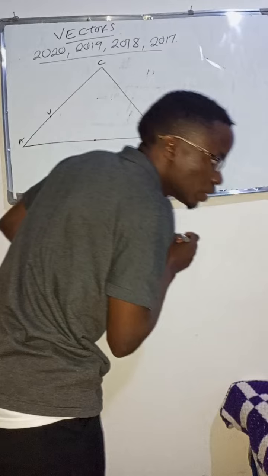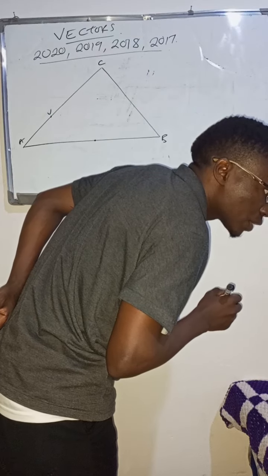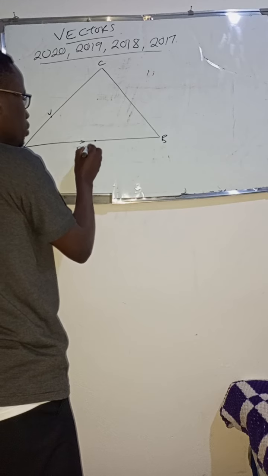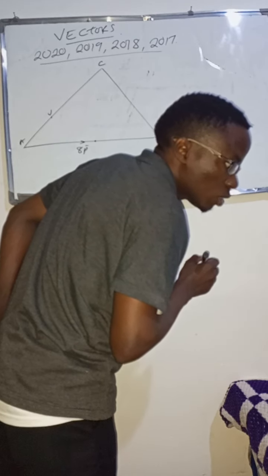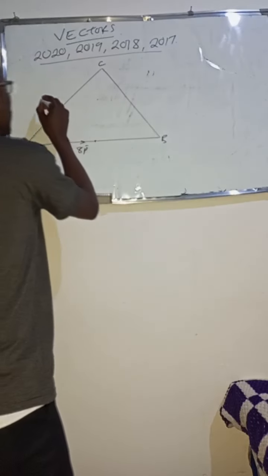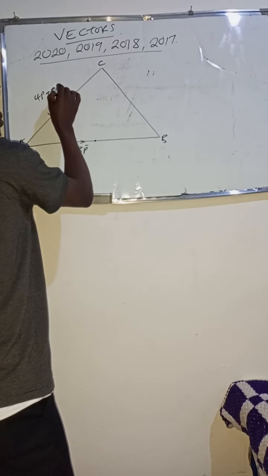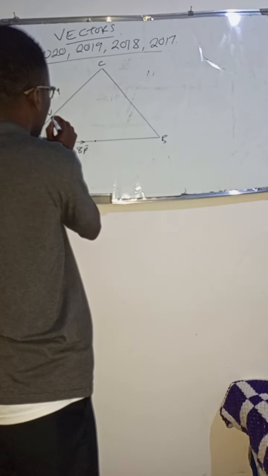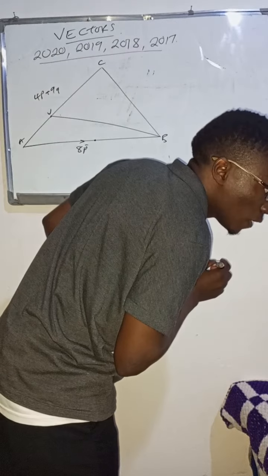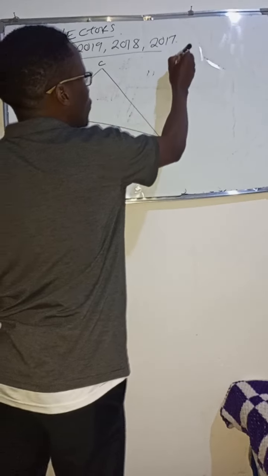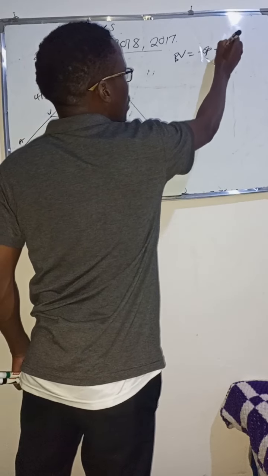And then it says AB is equal to 8P. So from here to there, it's going in that direction. This is 8P. And then AC is equal to 4P plus 9Q. Then BV, this line here. BV is negative 6P plus KQ. Okay? So BV is equal to negative 6P plus KQ.